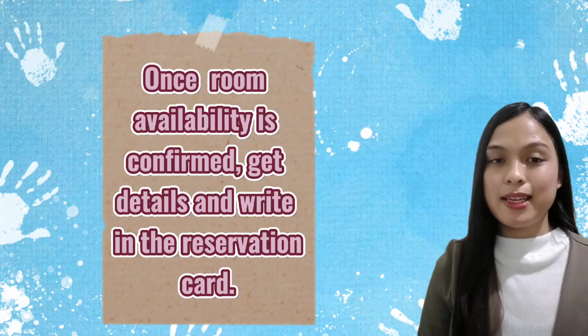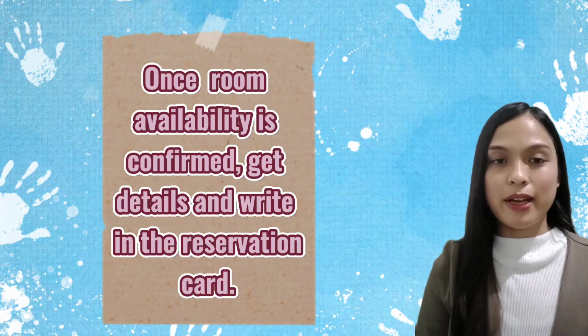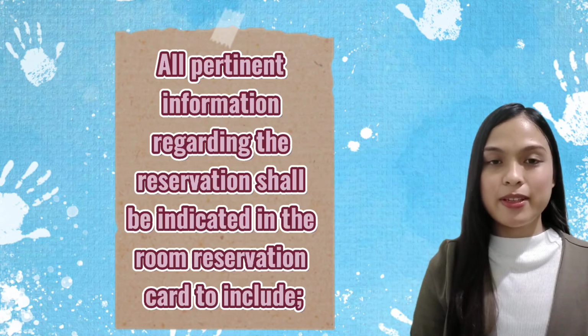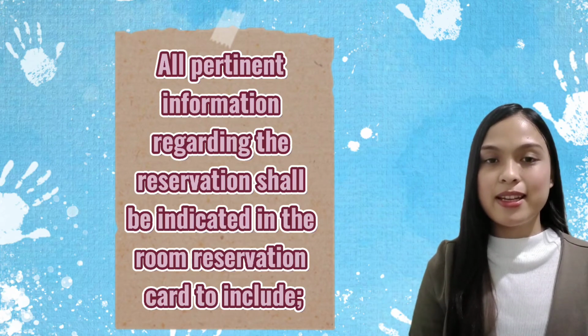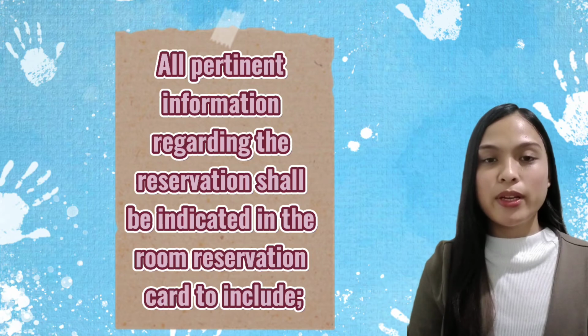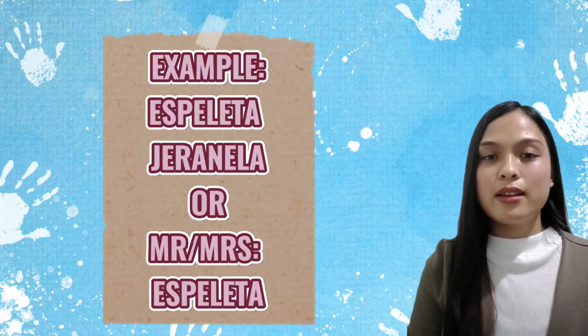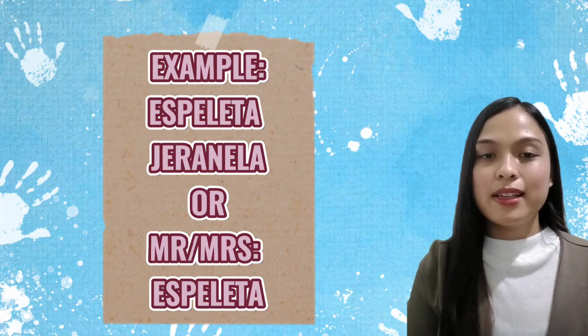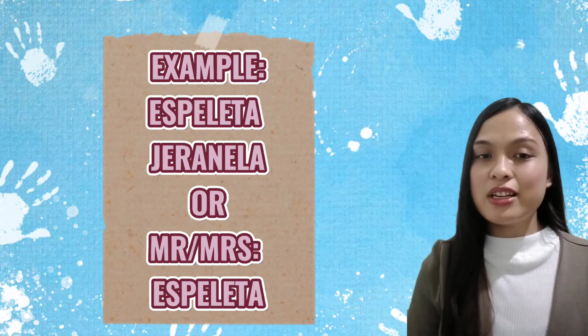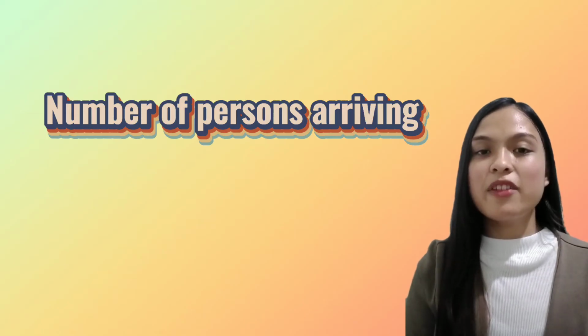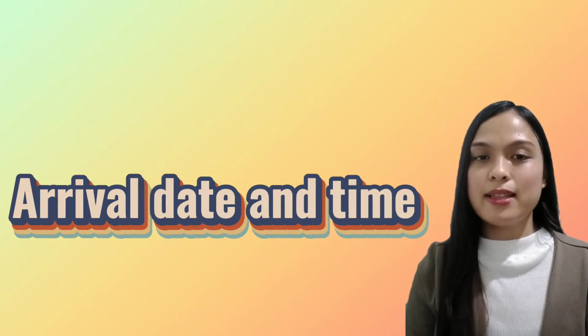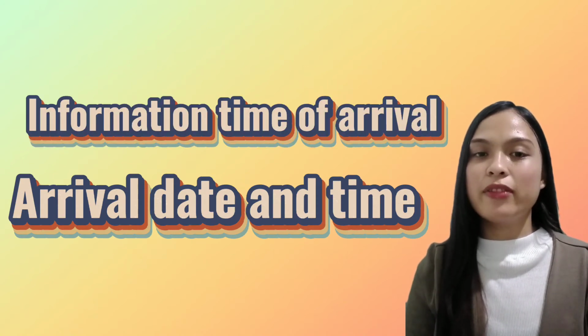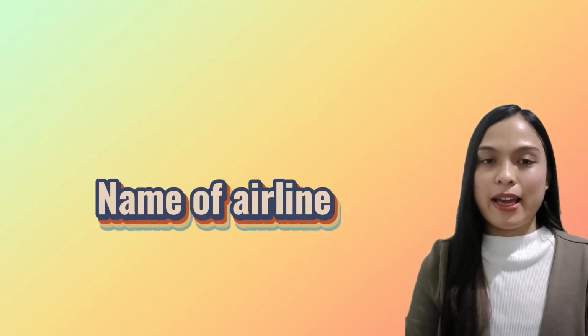Once room availability is confirmed, get details and write them in the reservation card. All pertinent information regarding the reservation shall be indicated in the room reservation card to include the name of the incoming guest. The last name must be written first. If the party is husband and wife, the title should be written Mr. and Mrs.